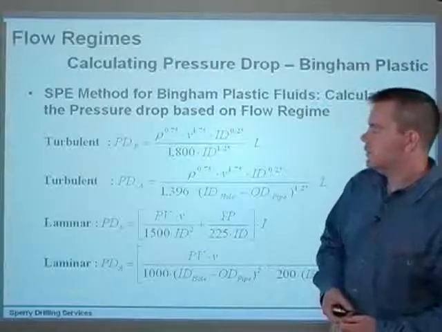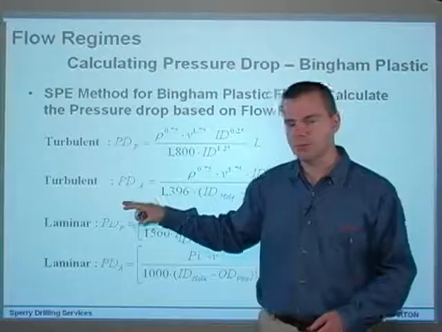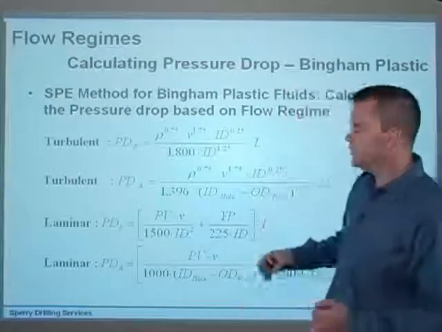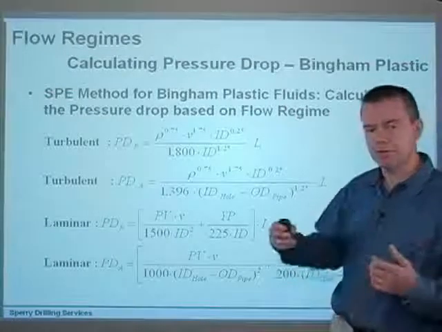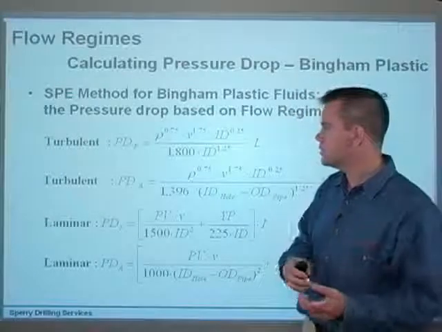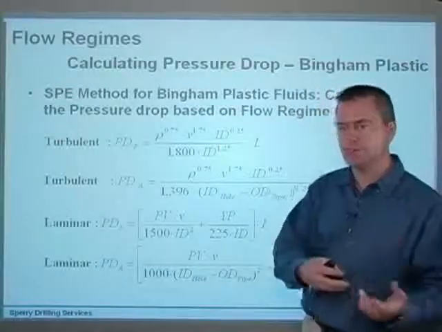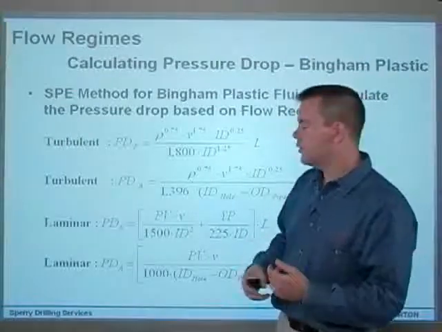Once you've worked out whether it's laminar or turbulent, you now know which equations to apply. You can have turbulence in the pipe or in the annulus, and you can have laminar flow in the pipe or in the annulus. The equations are quite different, and you can see what's different about them, based on what I was telling you earlier about what's important for bringing on the onset of turbulence.